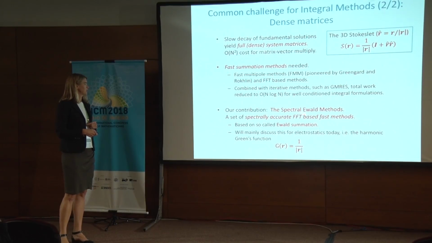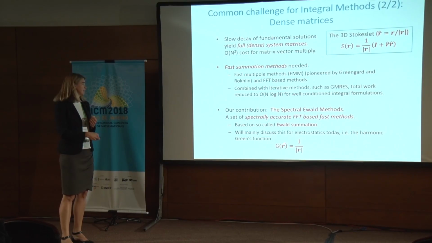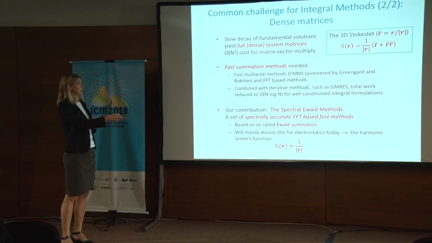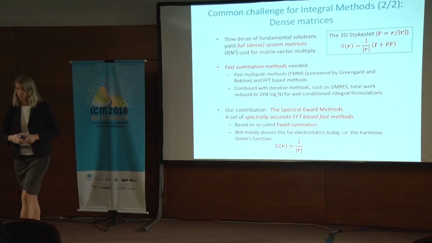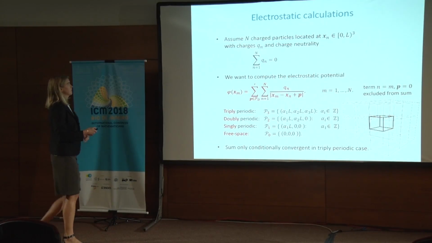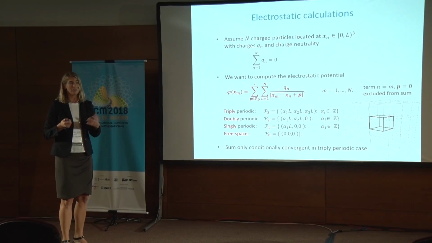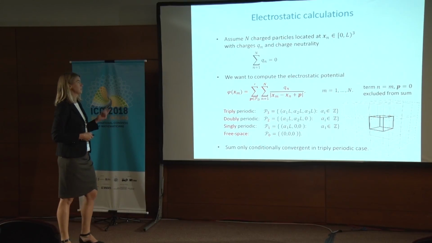So now I'm getting closer to actually talking about these spectral Ewald methods. They are FFT-based methods, spectrally accurate. I'll explain what all this means. But I'm going to discuss them for electrostatics. So that will be like thinking about the harmonic Green's function instead of the Stokeslet. They have the same kind of decay, but all terms here are simpler, and the formulas are simpler, but they are quite similar. Electrostatic calculations are used a lot in molecular dynamics, because you need to compute the electrostatic potential and the force, things like that. So then you look at sums of these kinds.